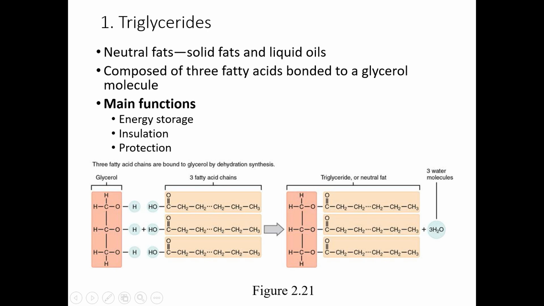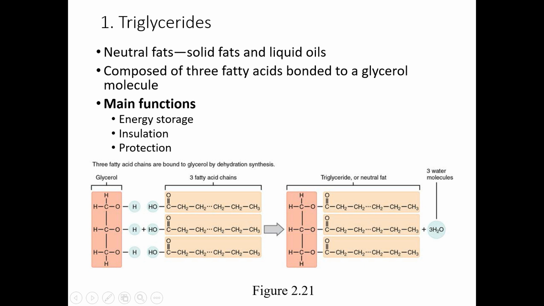Let's talk about triglycerides first. An example of triglycerides is neutral fats. That is a solid animal fat. When you eat meat and you see fat in it, that would be triglycerides. Mostly they are made of three fatty acids bonded to a glycerol molecule.